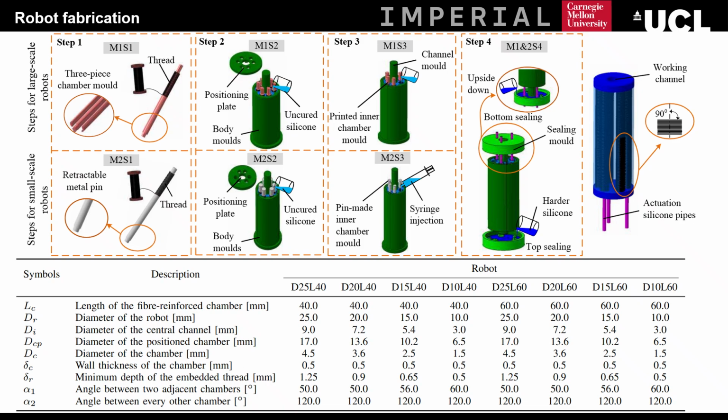In this work, 8 types of robots were fabricated and evaluated, with different diameters and different lengths. This table summarizes the dimension details of different robots.